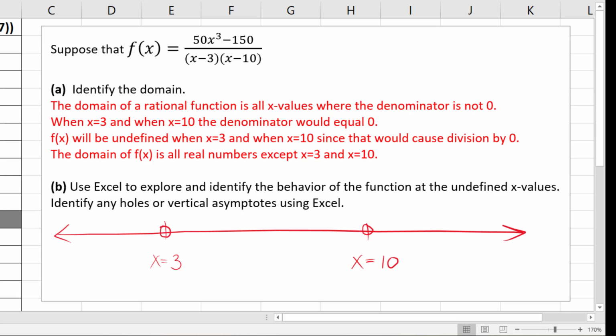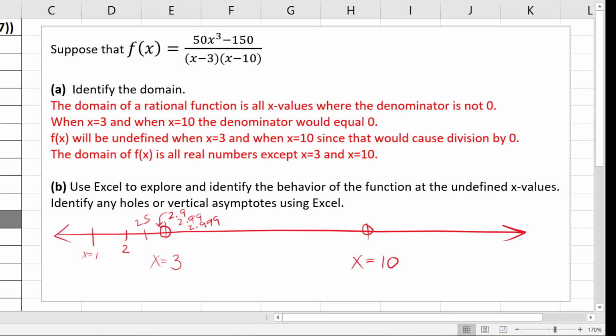Basically, we're going to create an input-output table in Excel that kind of sneaks up on each of those x values from both sides. So for example, we know that on the left side of x equals 3, there would be x equals 1 and x equals 2 and then x equals 3. But think about the values in between x equals 2 and 3. There would be, for example, 2.5. Even closer, there'd be 2.9. In between 2.9 and 3, there would be 2.99. Even closer would be 2.999.